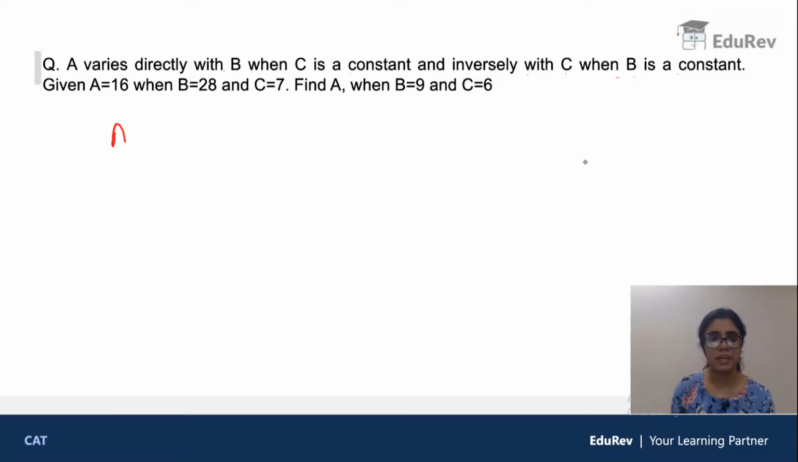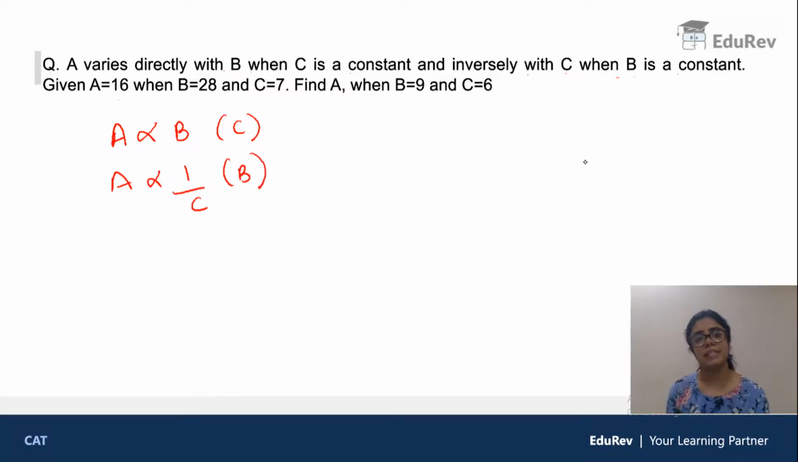So they are saying A varies directly with B when C is a constant, and A varies inversely with C when B is a constant. Given A is 16 when B is 28, C is 7. Find A when B is 9, C is 6. Okay? So what do we do? This is an example of joint variation.